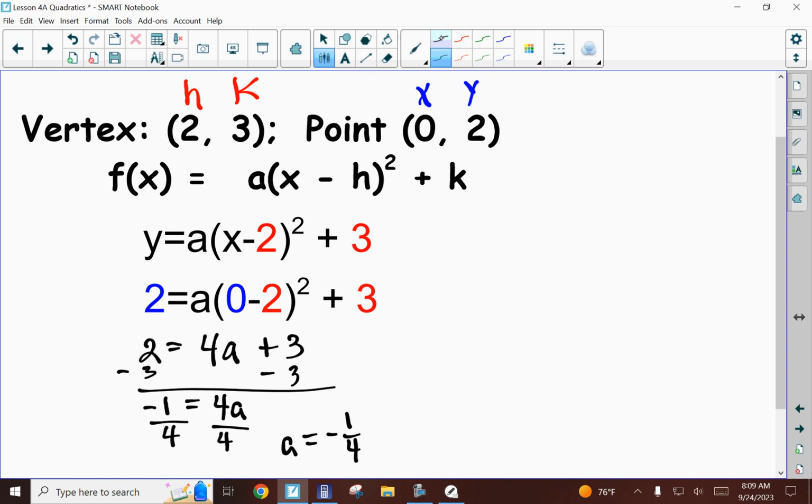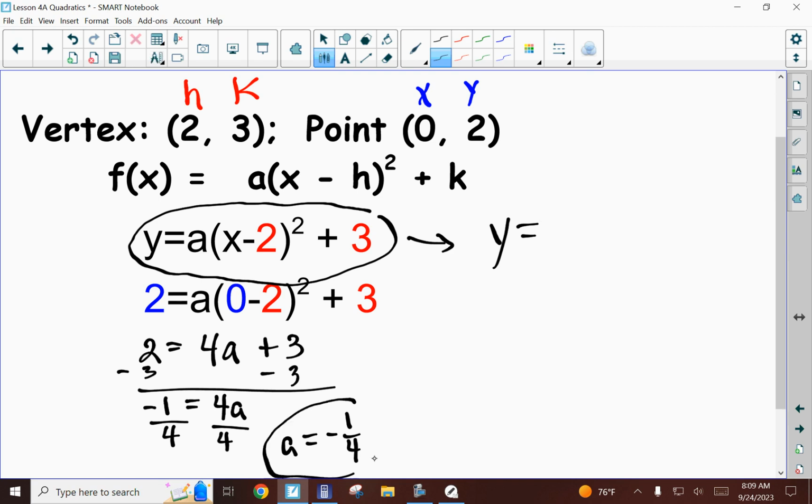So we're going to go ahead and take this part right here. We're going to scoot it over, and we're going to plug in what we just found. So we found that a was equal to negative 1/4. So I stick a negative 1/4 in the front. So it's going to be x minus 2 and then plus 3. And that's our equation.